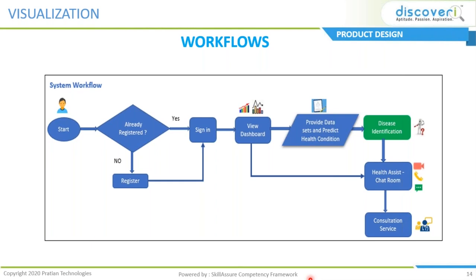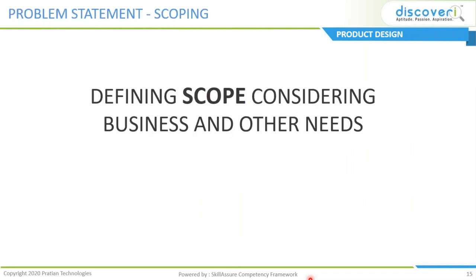So once all these things are defined, the final step is defining the scope, considering the business and other needs. Now, what do you mean by defining the scope? The scope is basically the most important feature which we are going to consider for our application initially. What is going to be our unique selling point for the solution?